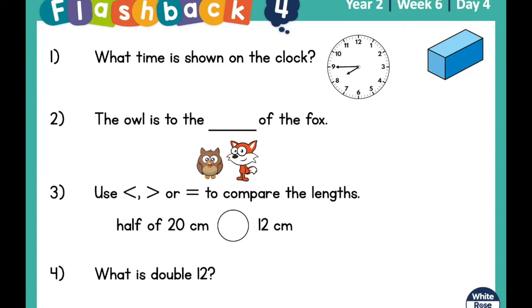Question 1, what time is shown on the clock? And the answer is 7:45. We've got 15 minutes or quarter of an hour until 8 o'clock.